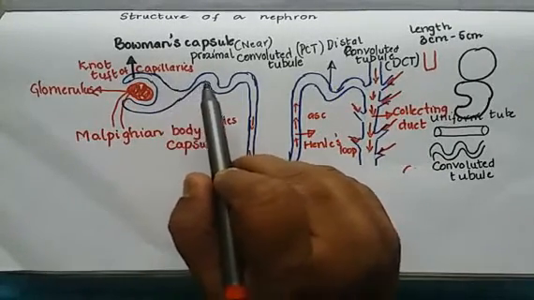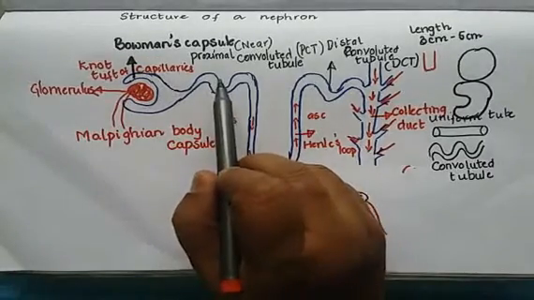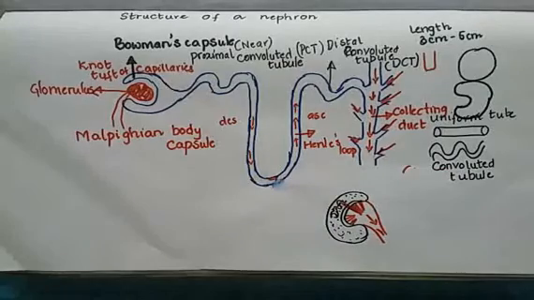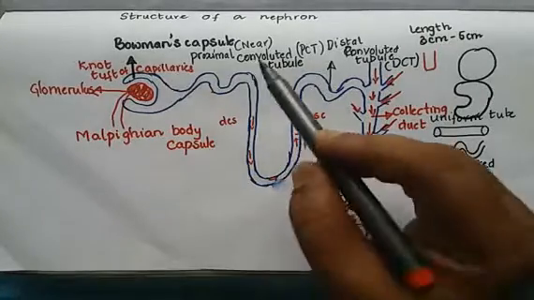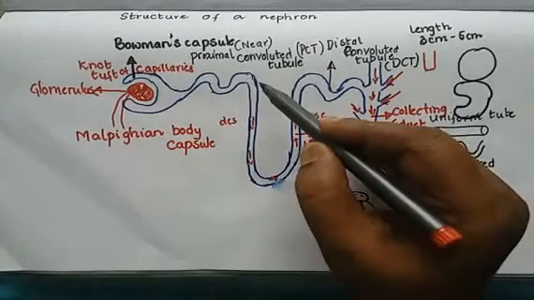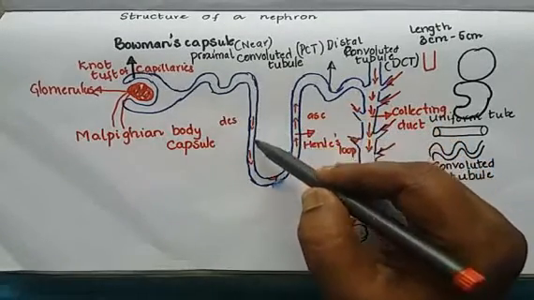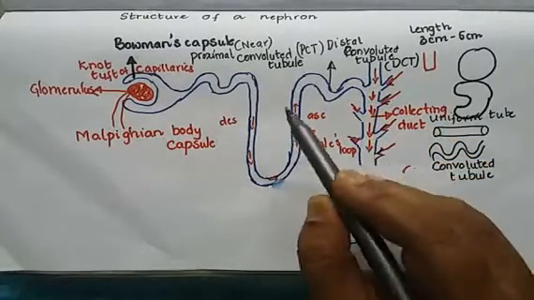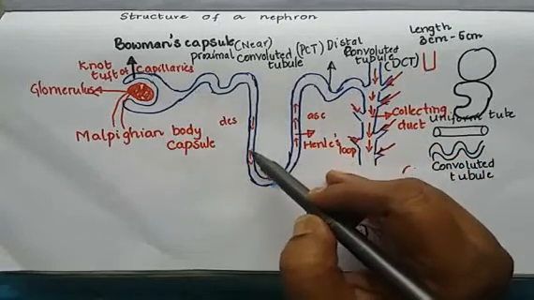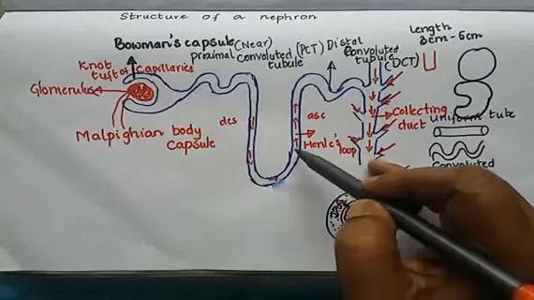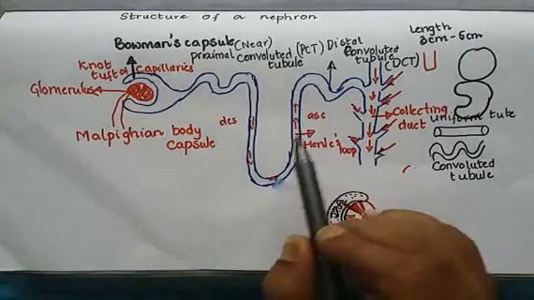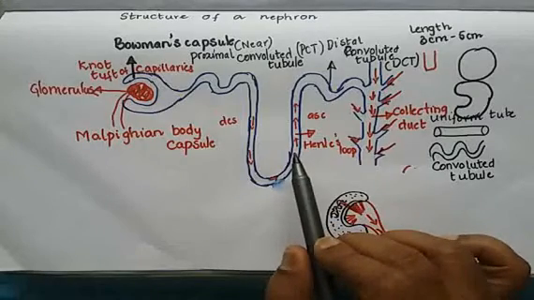And then the second part of the nephron is the proximal convoluted tubule. It has been named so because it is lying very close to the Bowman's capsule, and the proximal convoluted tubule lies in the cortex of the kidney. And then the third part is the loop of Henle, which is a non-convoluted tubule. It arises from the cortex of the kidney, moves downward, takes a turn, and then moves upward and re-enters the cortex of the kidney. So we find the loop of Henle in the medulla of the kidney.